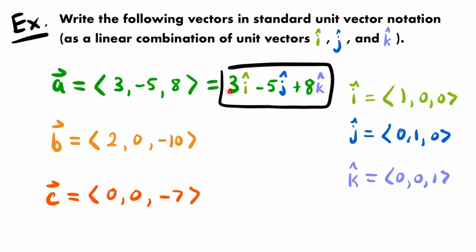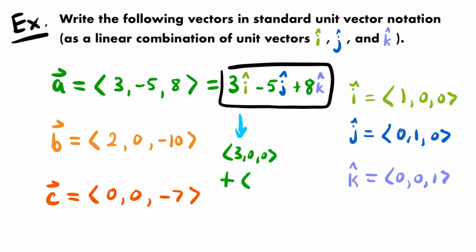But if you multiplied 3 by vector i, you'd be performing scalar multiplication. You'd be multiplying this 3 by all three of these components. So you would have 3 times 1, then 3 times 0, and 3 times 0. That would give you the vector 3, 0, 0. And then for this vector, we have -5 times j. So you're multiplying -5 by these three components. So you'll have 0, -5, and 0.